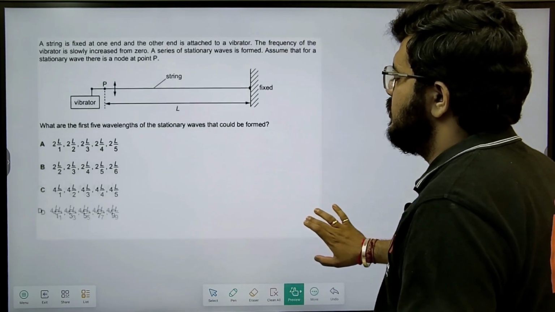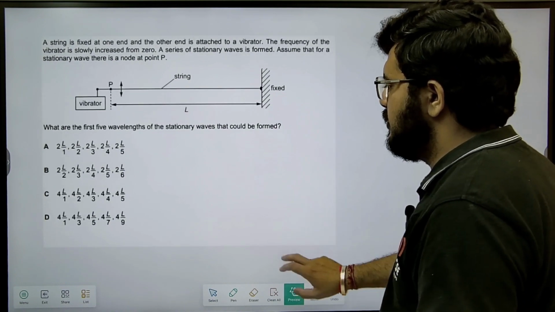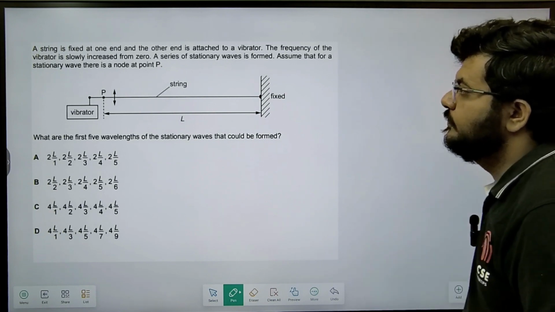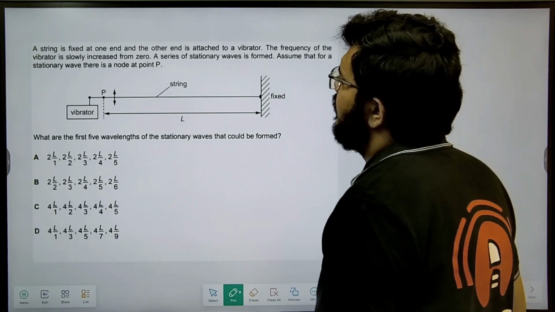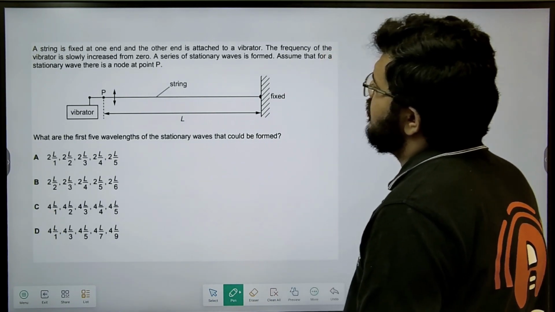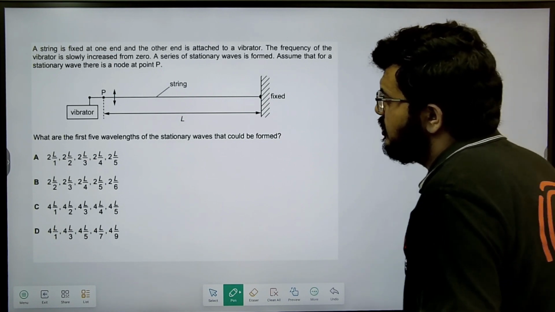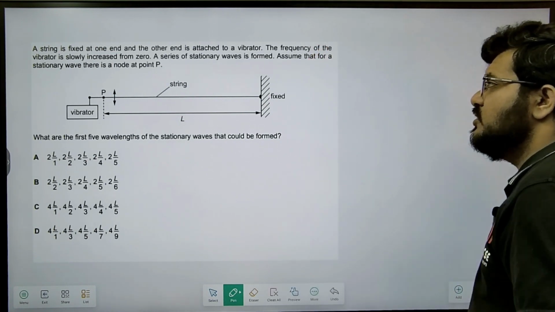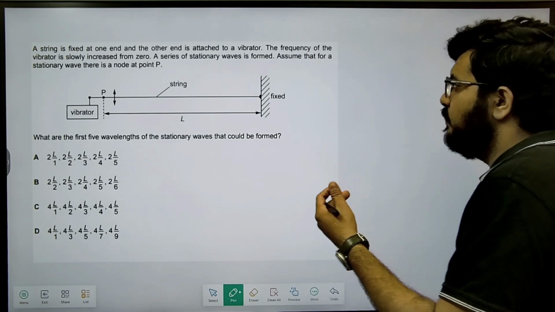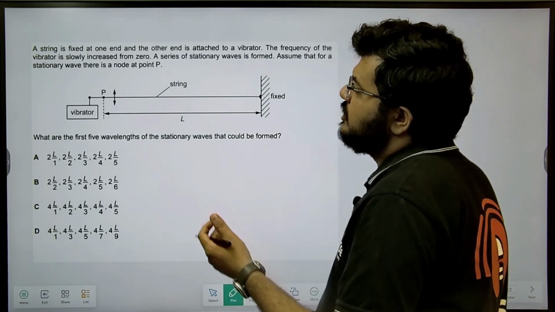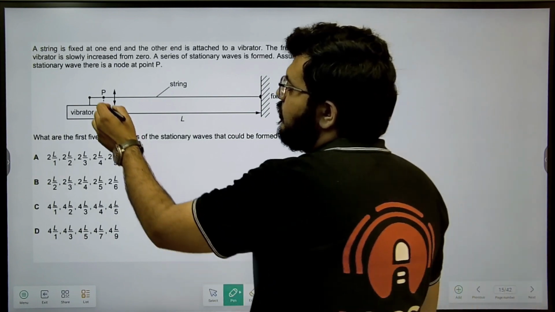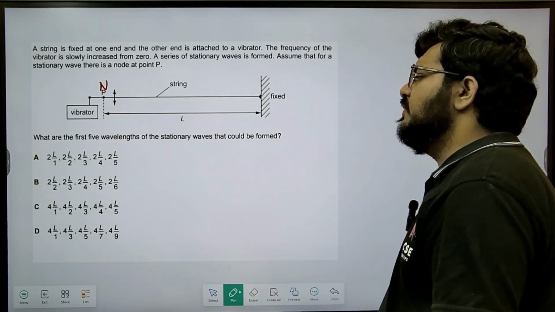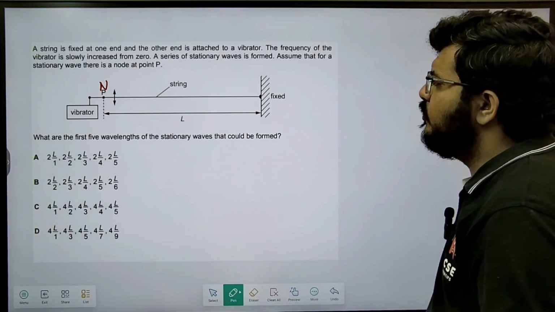Okay, so this question is about waves, and this is an interesting question. I would say it's also a little bit difficult question. A string is fixed at one end and the other end is attached to a vibrator. Frequency of the vibrator is slowly increased from 0. A series of stationary waves is formed. Assume that for a stationary wave there is a node at point P. What are the first 5 wavelengths of the stationary wave that could be formed?